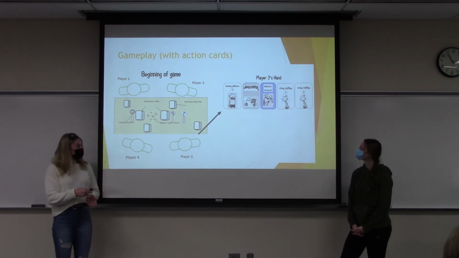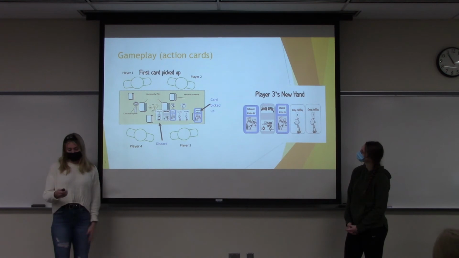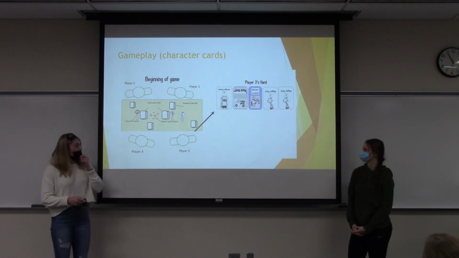Whenever the round starts, they're going to pick up a card from the personal pile. Here, the card picked up was a sibling rivalry card. So the player must decide which card they are going to discard, and here, the character card they don't want, so they decide to discard it. So in this new hand here, we have 2 sibling rivalry cards.